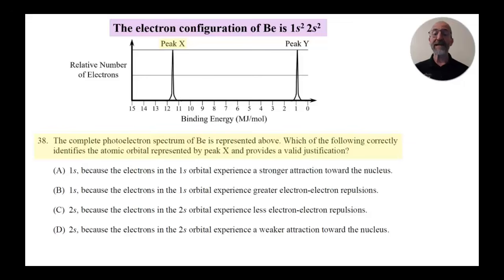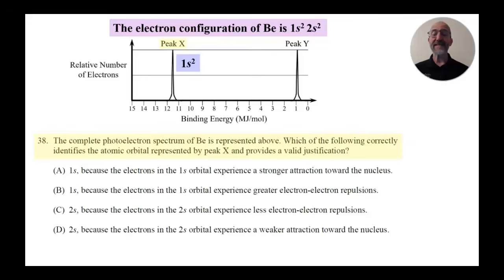And so if we look at the binding energy on the x-axis, we can see that peak X has a higher binding energy than peak Y. The higher binding energy means it's more difficult to remove those electrons from the atom. And that means it's going to be a stronger attraction toward the nucleus of the atom. So is it 1s or 2s?